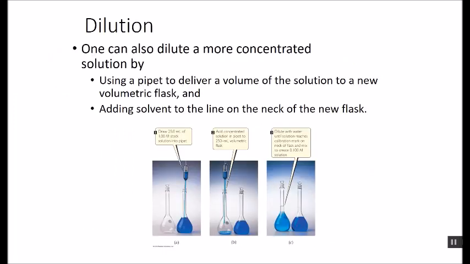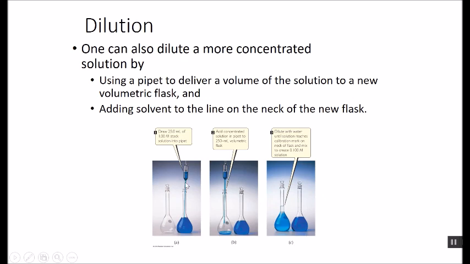Okay, so what happens if you make your solution and it's a little more concentrated than you'd like it to be? What can you do then? Well, you can dilute the solution. So let me show you how the process of that would work. Let's say you make this flask of dark blue colored solution on the right, and it's too concentrated. You need something that's not quite so concentrated.